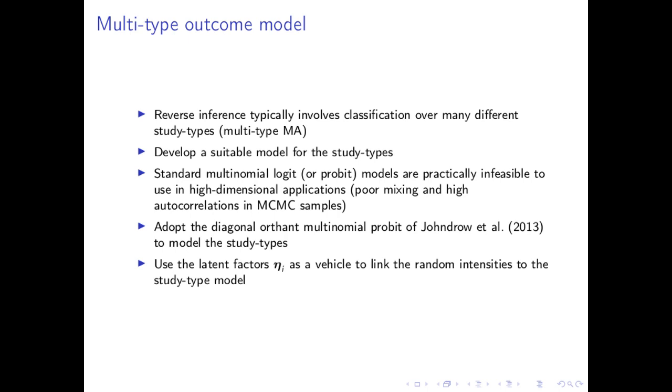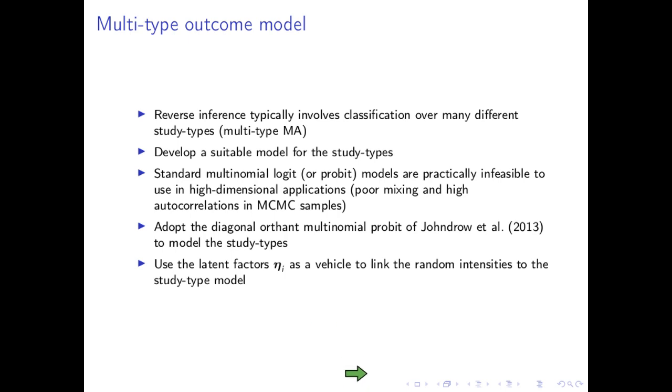Now, the idea here is that we can build a model for the study type. In our case, the study type is an unordered categorical variable. So we build a model for the study type, really whichever you want. You can use a multinomial logit or a multinomial probit, or in fact the one we use in the paper, which is called diagonal orthant multinomial probit. Or you use a different type of model if you have a different type of outcome. But the key idea here is to use the latent factors, the eta i, to link the 2 component models: the model that you build for the foci and the model you build for the study type.